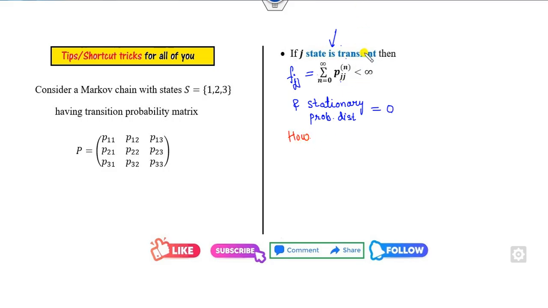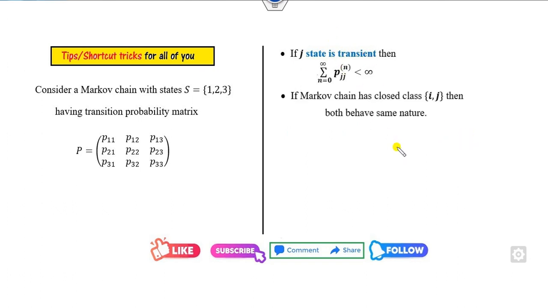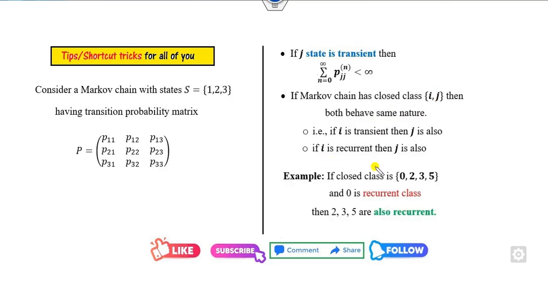However, whenever you have a transient state, the limiting probability may or may not exist. If the Markov chain has a closed state, what is the meaning of a closed state? I will explain with the help of an example. If you prove that i is transient, then j is also transient. If you prove that i is recurrent, then j is also recurrent. If I consider the states, say 0, as one class, and you prove that 0 is recurrent, then all the states are also recurrent.